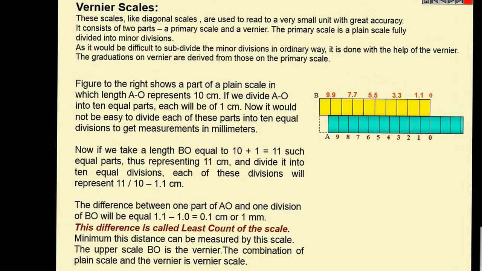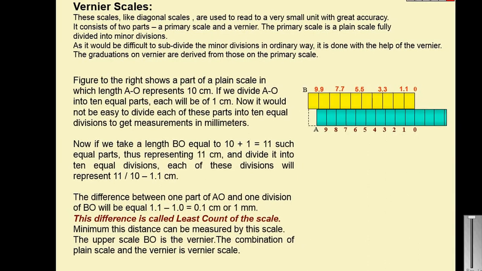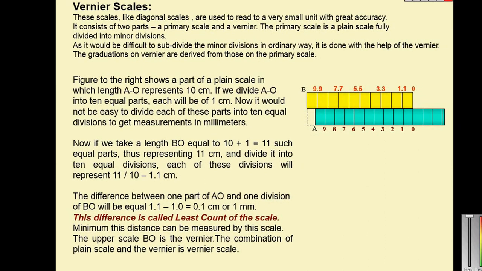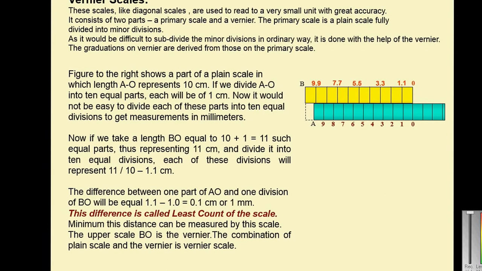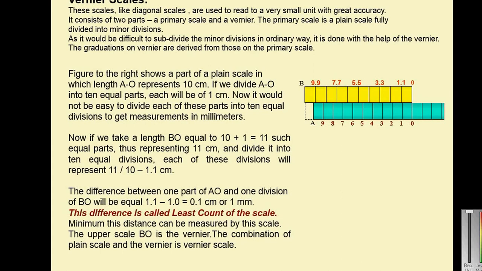and vernier scales, like diagonal scales, are used to read to a very small unit with great accuracy. It consists of two parts: a primary scale and a vernier scale. The primary scale is a plane scale which is divided into minor divisions. As it would be very difficult to subdivide the minor divisions in the ordinary way, it is done with the help of a vernier. The graduations on the vernier are derived from those on the primary scale.